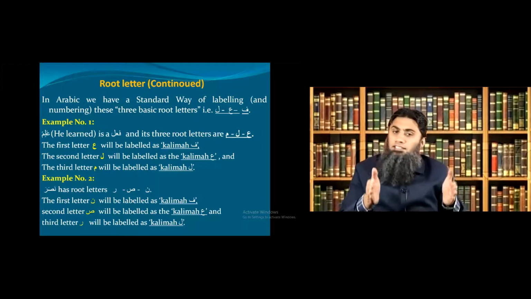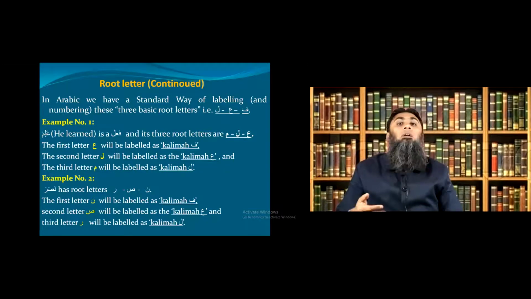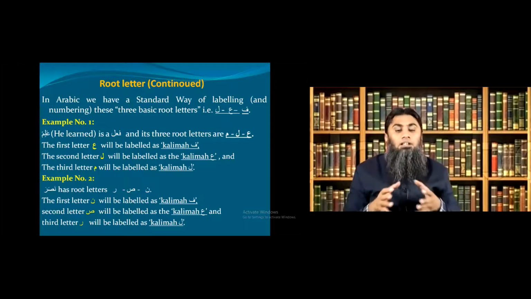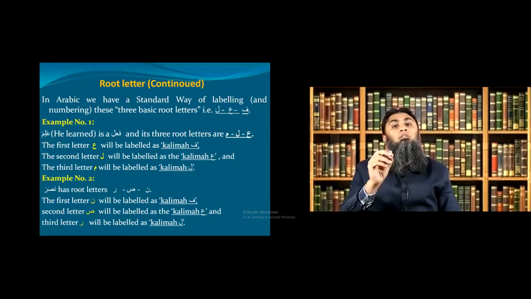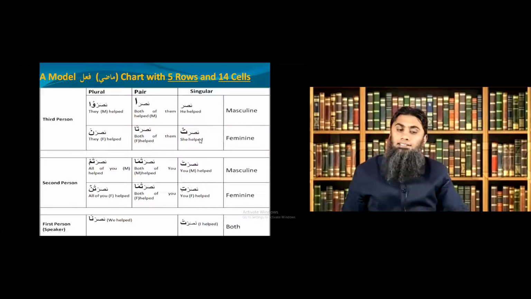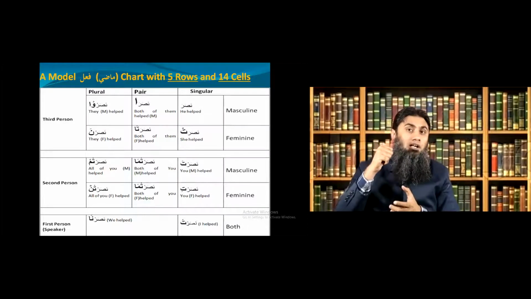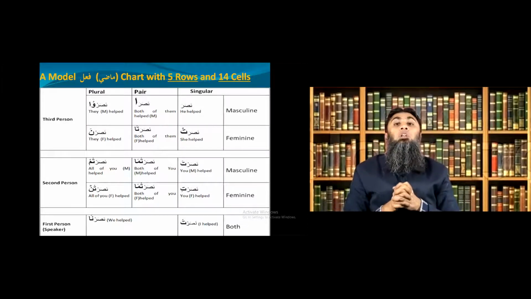You just understand this much, inshallah. Inshallah, when these things are applied in future, I will explain why I introduced this concept of root letters. Okay, let's move on. What is this? This is a model fail madi chart with 5 rows and 14 cells. What is this, 5 rows and 14 cells? Let me remind you. You remember in our first module when we studied pronouns, damair or pronouns.